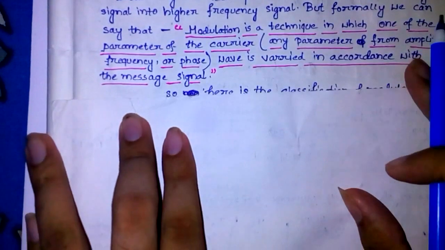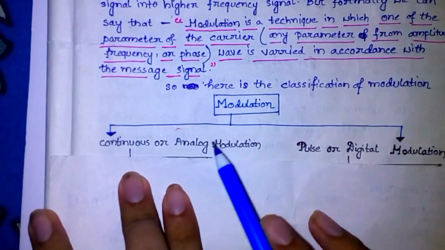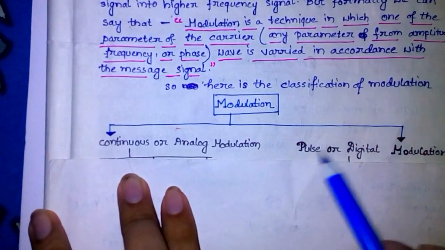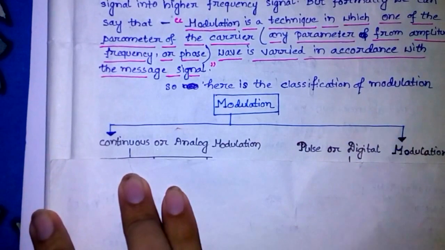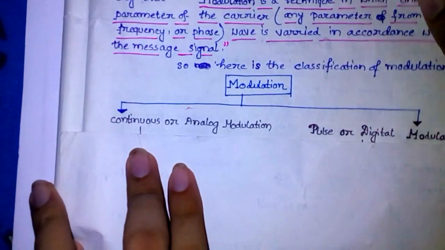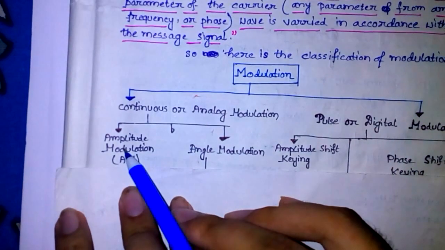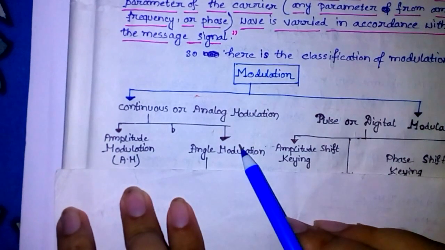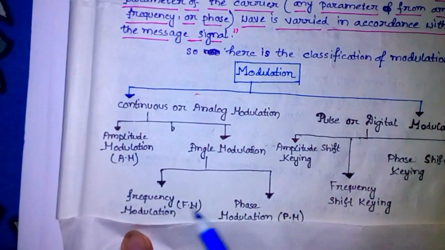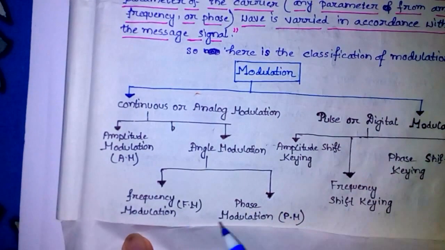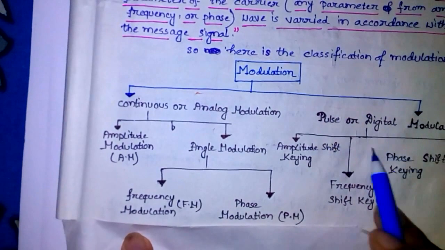So what are the types of modulation? There are two types: continuous or analog modulation, and pulse or digital modulation. As we have two types of wave, analog and digital, there are two types of modulation. Continuous modulation is of two types: amplitude modulation and angle modulation. Angle modulation is further divided into two types: frequency modulation and phase modulation. I'm not going to discuss this part.